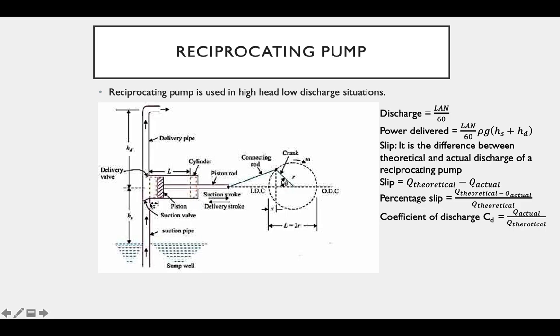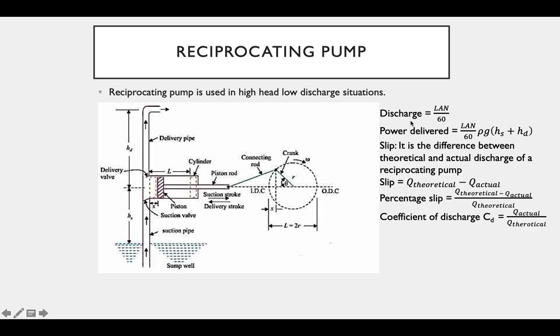This is the working of a single acting reciprocating pump, but here the problem is the supply will be intermittent because during the suction stroke there is no delivery. So the total discharge will be intermittent. In order to avoid that, we will be using a double acting reciprocating pump, where the discharge will happen at both times, because it will have a delivery and a suction pipe on the other side also. So that is the double acting reciprocating pump.